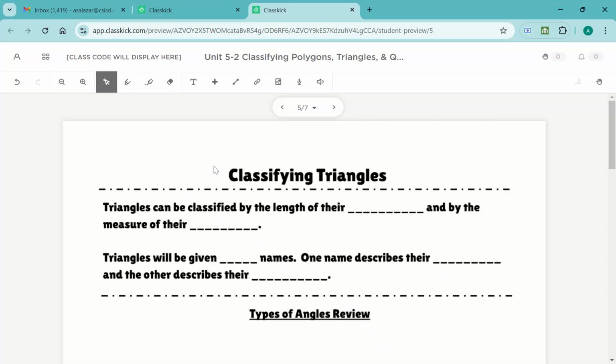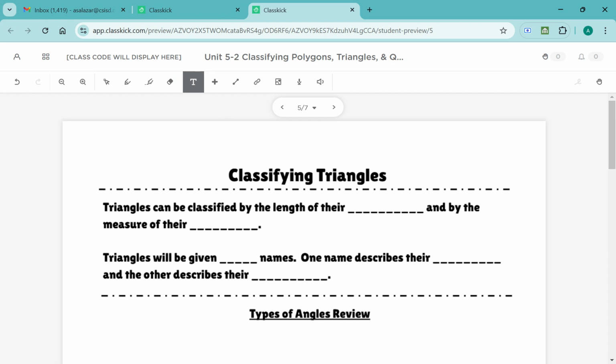Okay, guys, here's our classifying triangles lesson. Most of this is just making sure we understand some vocabulary. Some of this may be reviewed from fourth grade for you, and some of it will be new. When we classify triangles, it's basically just giving them a certain name and putting them in a certain group based off of different things about the triangles.